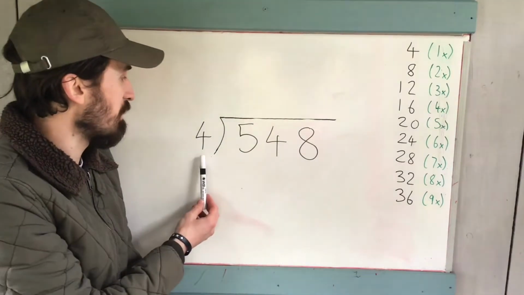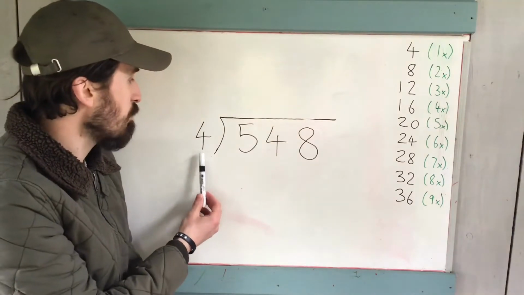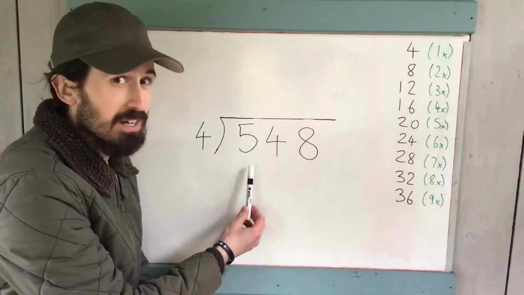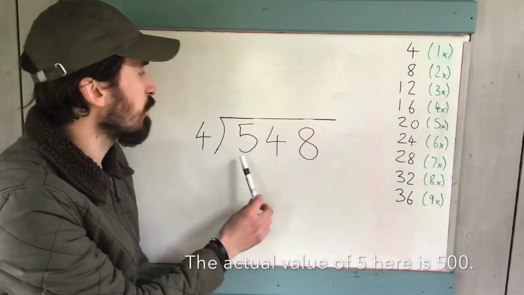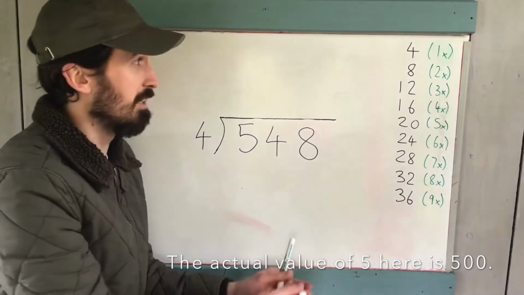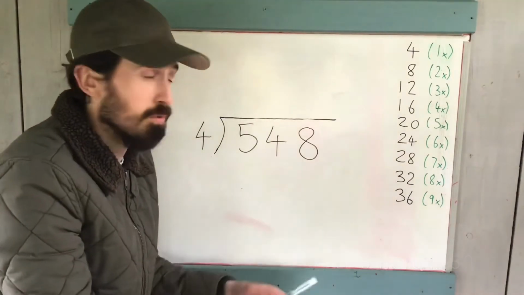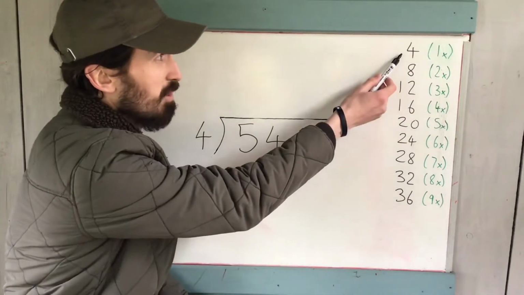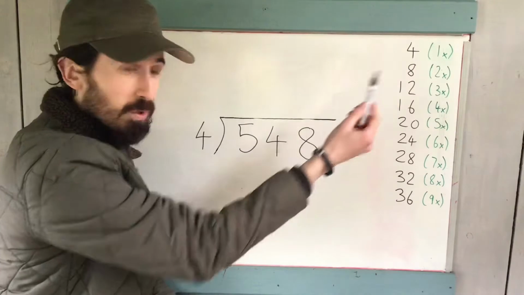In this method, we're going to say how many 4s go into 5 in this case. So how many 4s go into 5? What does that even mean? Well, we count up in our multiples of 4 and we see how far we can go. In our 4s here we can only actually get one lot of 4 in.